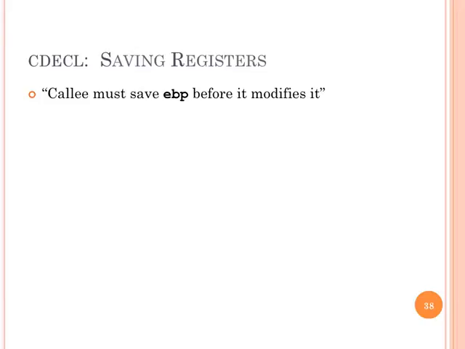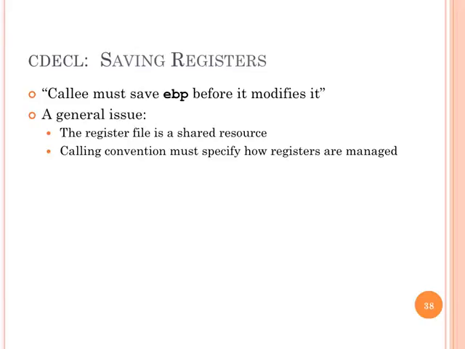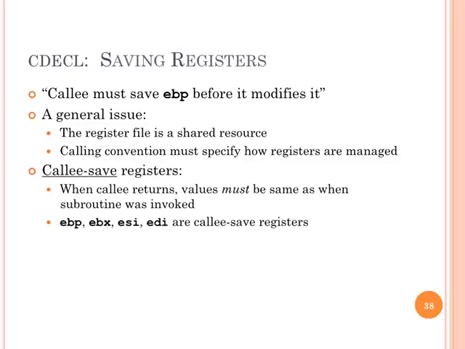Now this rule: the callee must save EBP before it changes it. Because remember, we only have 1 EBP on the processor. This is an example of a larger problem, which is that the register file is a shared resource, so we have to figure out who's responsible for saving things. And so we have 2 categories of registers. We have callee save registers and caller save registers.